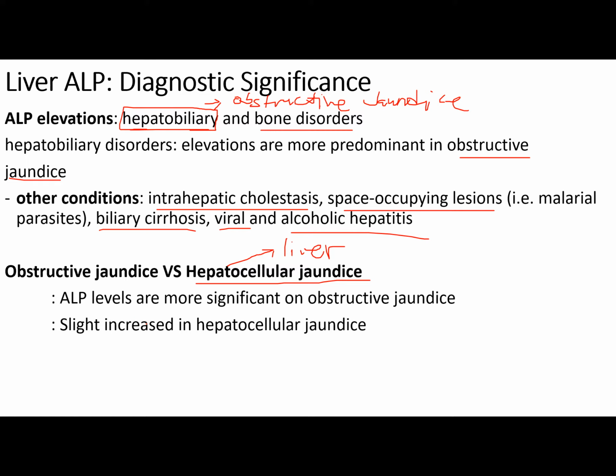So ALP levels are more significant in obstructive jaundice. So ALP, or the liver ALP, is higher in obstructive jaundice. There is a slight increase naman in hepatocellular jaundice. So let me repeat, class: if the patient has obstructive jaundice, ALP levels are high. But if it's hepatocellular jaundice, slightly increased lang siya.